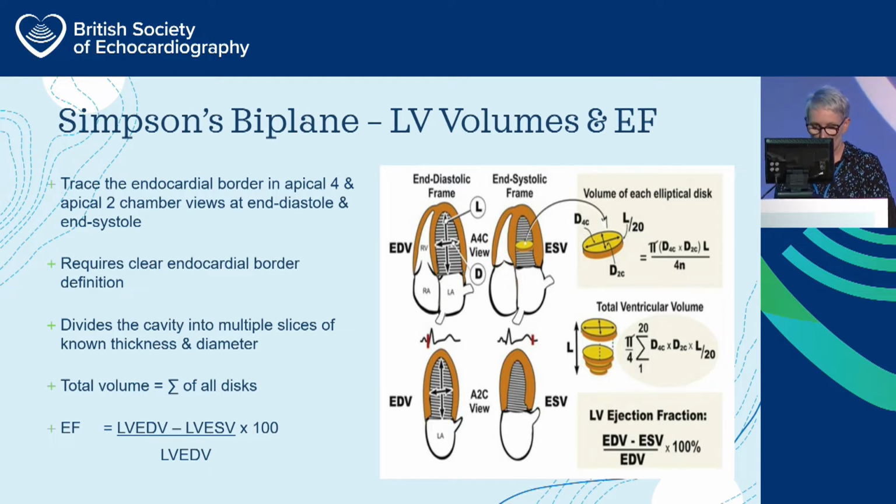Simpson's is particularly helpful in the presence of regional wall motion abnormalities, and also if the patient's being considered for an ICD and we really need to know what the ejection fraction is. Another group of people is your cardio-oncology patients on Herceptin surveillance monitoring, looking for small changes in ejection fraction. It's quite a time-consuming thing to do, and like anything, you need quite a bit of practice. You do get quicker with practice.